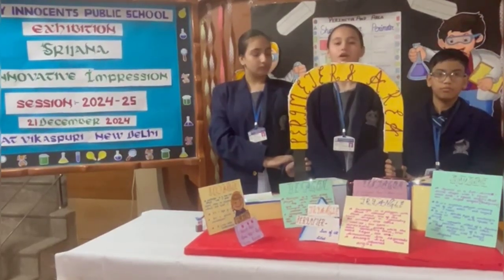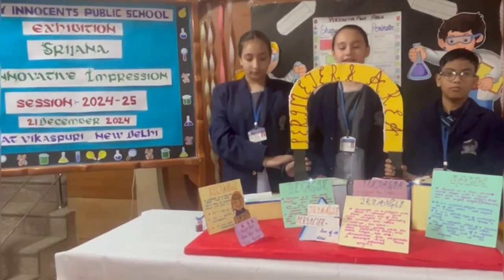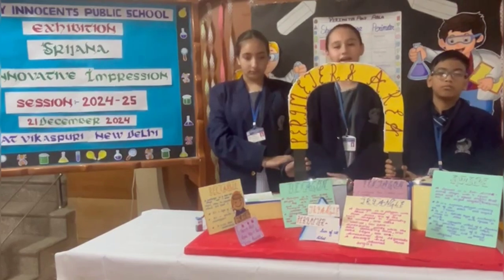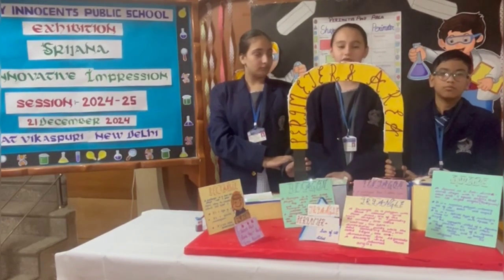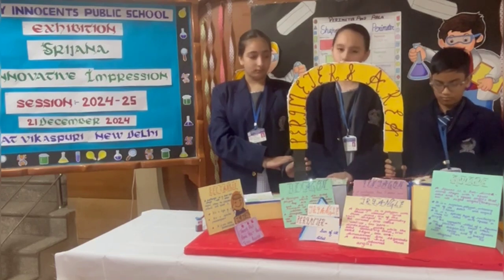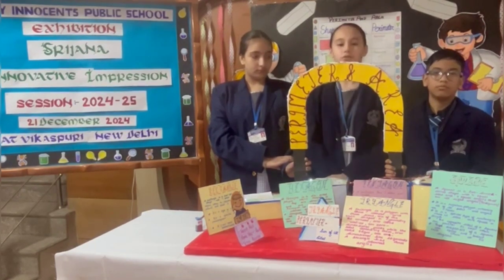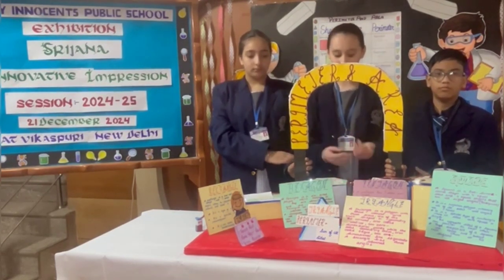I am Sangeeta of class 6C. They are my friends Komal and Tejas. Today we are here to represent our model on the topic perimeter and area. In this model we have covered 5 shapes and all are 2-dimensional shapes. The shapes are square, rectangle, triangle, pentagon and hexagon.